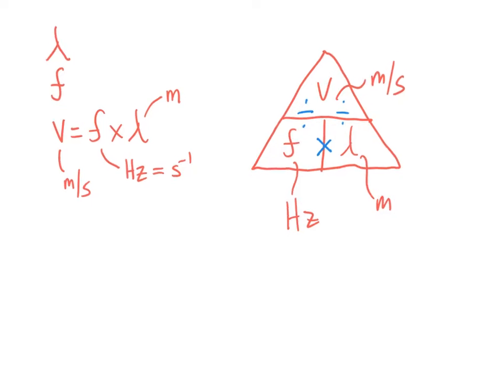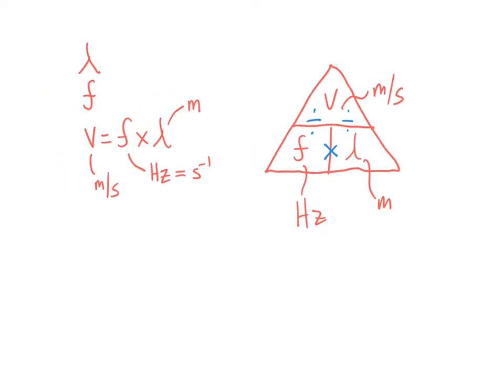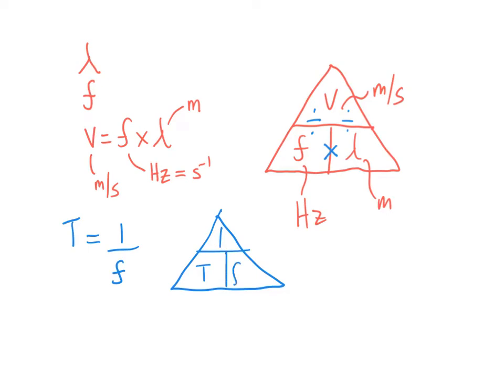It's also useful to remember that the period, which is the amount of time that it takes for one wave to pass a point in the medium, is 1 over the frequency and is measured in seconds. So the period is 1 over the frequency in hertz, period in seconds, and thus the frequency is also 1 over the period.